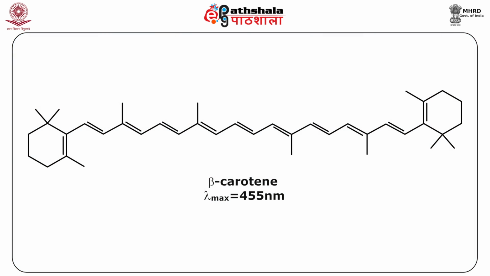Now, if a compound has enough conjugated double bonds, it will absorb visible light and the compound will appear colored to our eyes. Consider beta carotene, which is a precursor of vitamin A. This beta carotene has 11 conjugated double bonds, as can be seen in the figure, and its absorption maxima gets shifted from ultraviolet to the blue region of the visible spectrum, giving it an orange color.